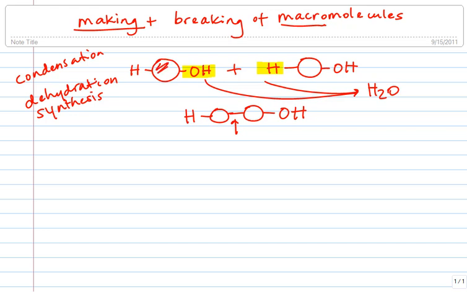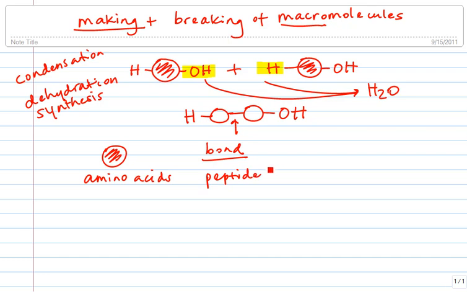Now, what are these parts? Well, it depends on the macromolecule. So let's list the possible parts here. You can string together amino acids this way. In that case, the bond that you're forming is known as a peptide bond. The covalent bond is a peptide bond. And the type of molecule that you are making is now called a protein.